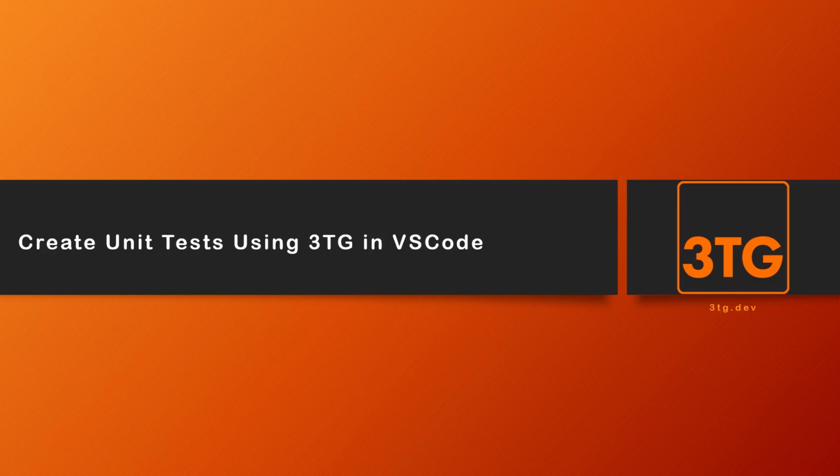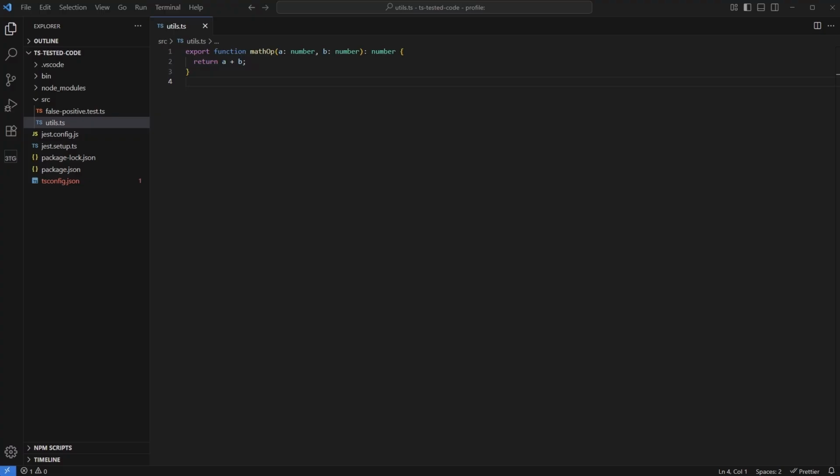Create unit tests using 3TG in VS Code. We will use a TypeScript project that exports a function named mathop, and we want to create tests for it. The mathop function expects two numerical parameters called a and b, and returns a number based on them. Let's use the 3TG VSCode extension to create all default tests for mathop.